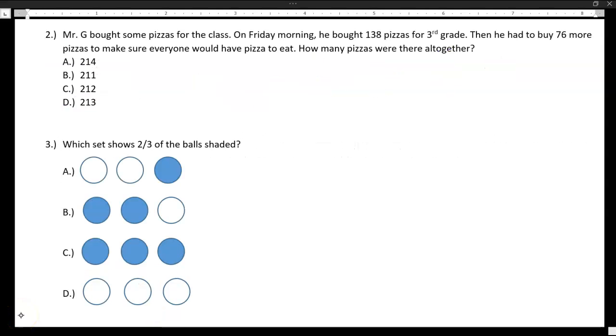All right, number 2. Somebody read number 2. Mr. G bought some pizza for the class on Friday morning. He bought 138 pizzas for the 3rd grade. He bought 70 more pizzas to make sure everyone will have pizza to eat. How many pizzas were there altogether? So, clue in on the question.